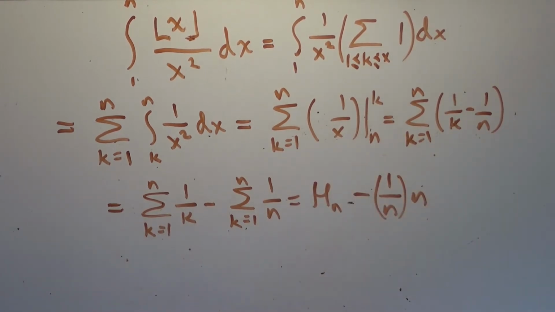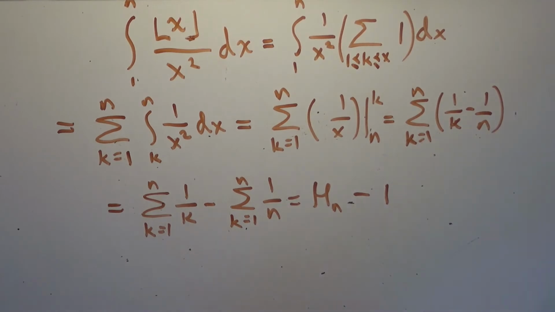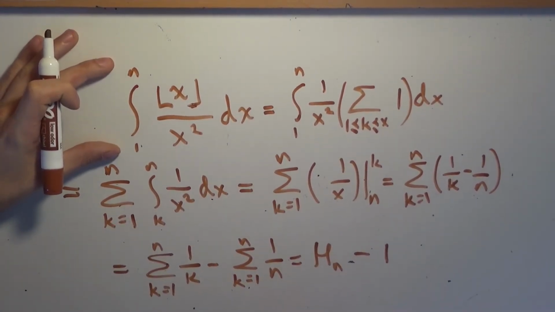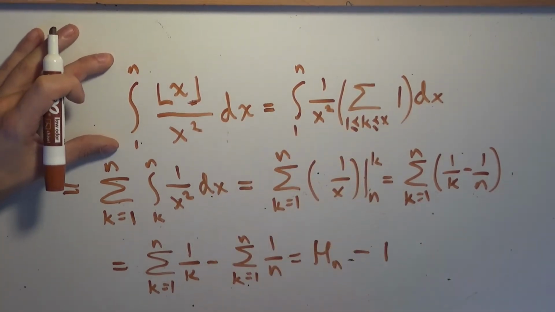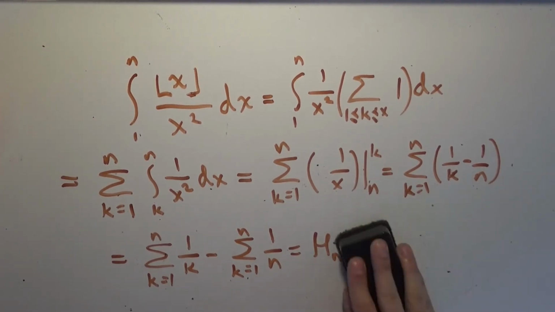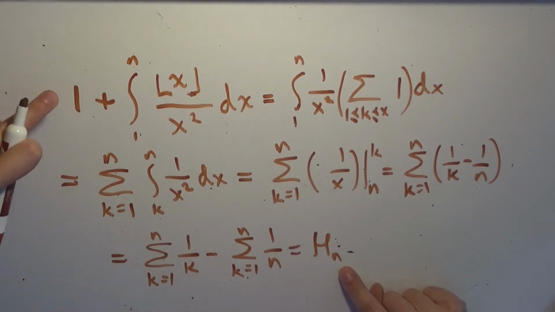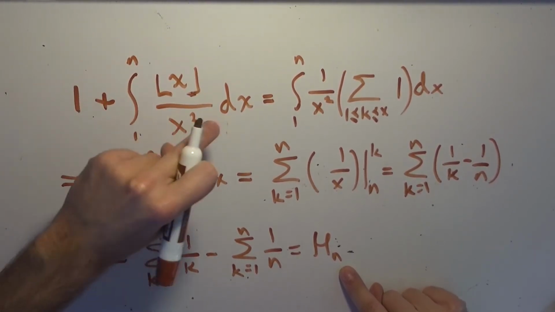But what's 1 over n times n? It's 1. So this is to say that the integral from 1 to n of the floor of x over x squared dx is equal to the nth harmonic number minus 1, so the nth harmonic number is 1 plus the integral from 1 to n of the floor of x over x squared dx. So hey, there's another representation of the nth harmonic number.